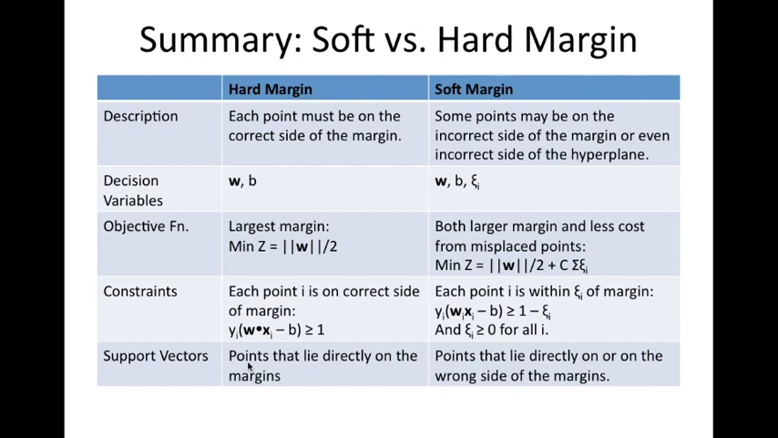And then the support vectors, before, were only points lying directly on the margins. Now that points can be on either side, the support vectors either lie directly on or on the wrong side of the margins.